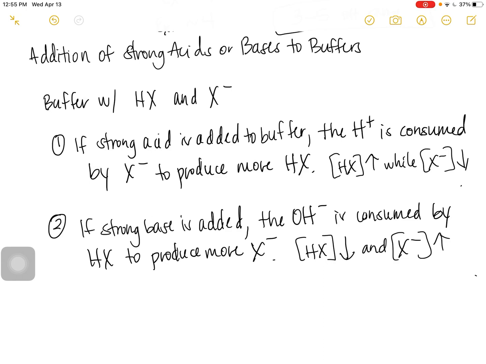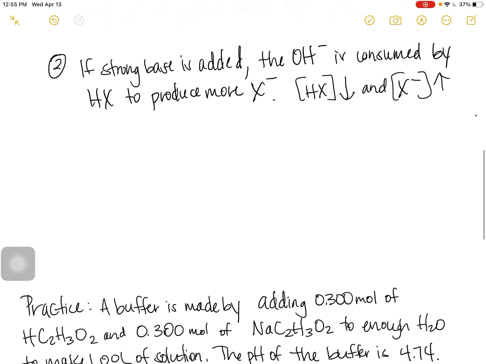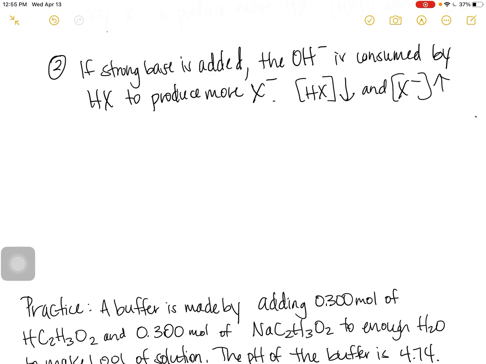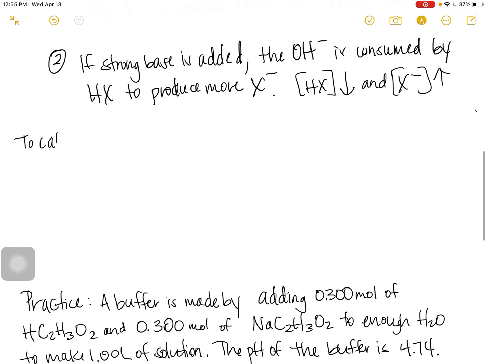So there are two reverse processes here, but I think that makes sense if you think about one is you're adding H plus and the other one is you're adding OH minus. So we're talking about pushing this reaction in two different directions. Okay, so then our discussion becomes, well, how do we calculate the pH?